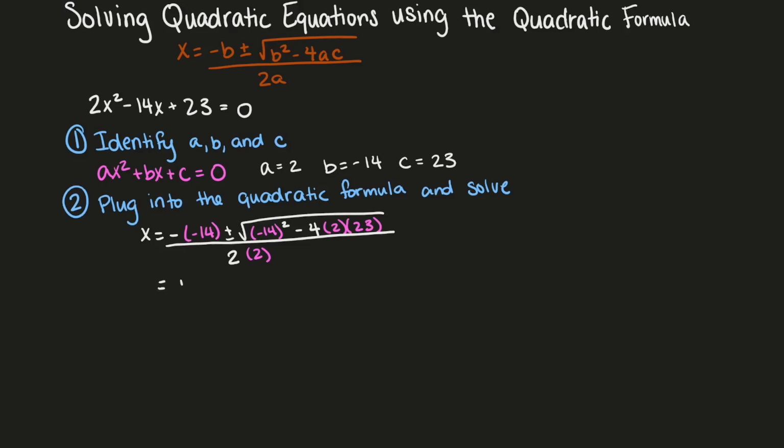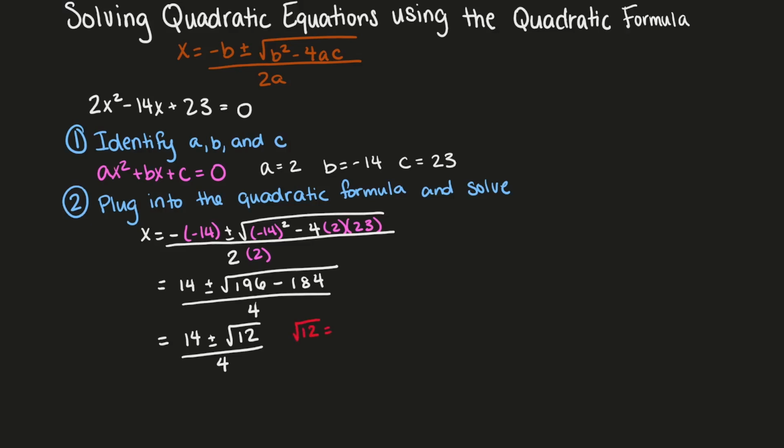So this is 14 plus or minus the square root of 196 minus 4 times 2 is 8, and 8 times 23 is 184, all over 4, which is equal to 14 plus or minus the square root of 12, 196 minus 184 is 12, all over 4. The square root of 12 can be simplified because the square root of 12 is equal to the square root of 3 times 4, and the square root of 4 is 2, so we're left with 2 square root of 3. That means x is equal to 14 plus or minus 2 times the square root of 3 over 4.